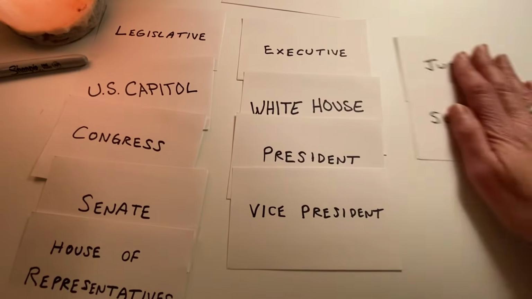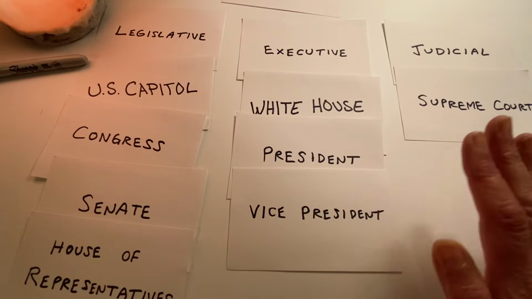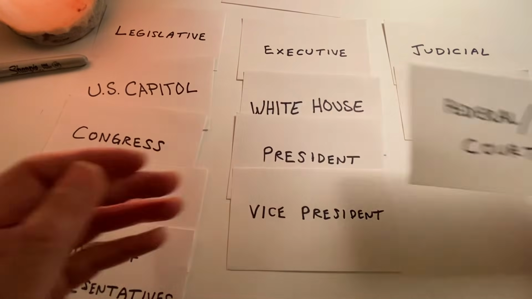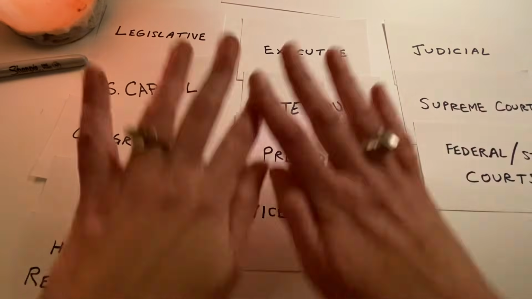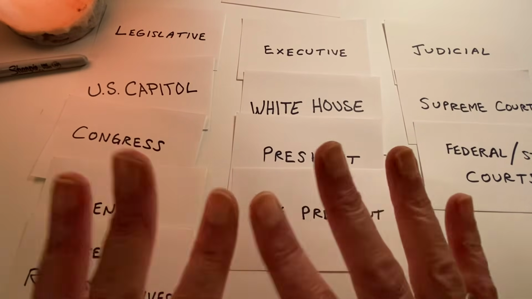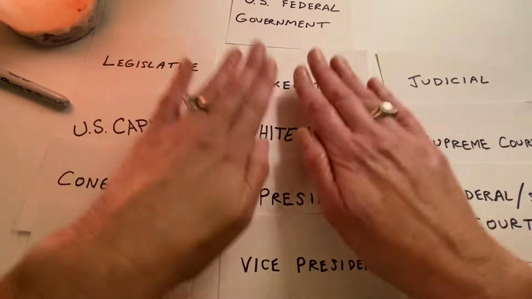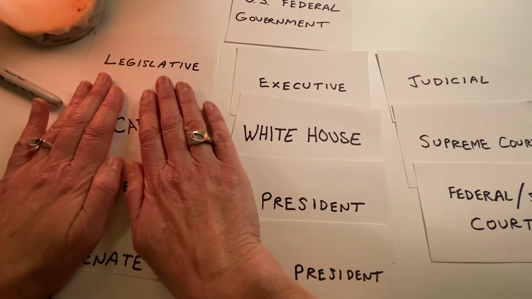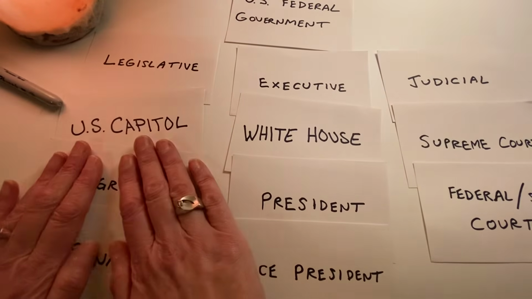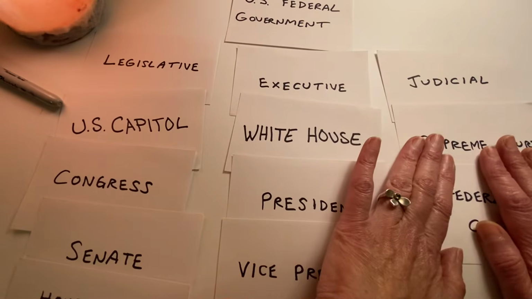Then we have the judicial branch, which is the Supreme Court, but also all of the federal and state courts. They're all part of the judicial branch. There is more to this, but this is the basics. You have 3 branches. You have the executive, which is the president and the vice president. You have the legislative, which is the United States Congress. And you have the judicial, which is the courts.